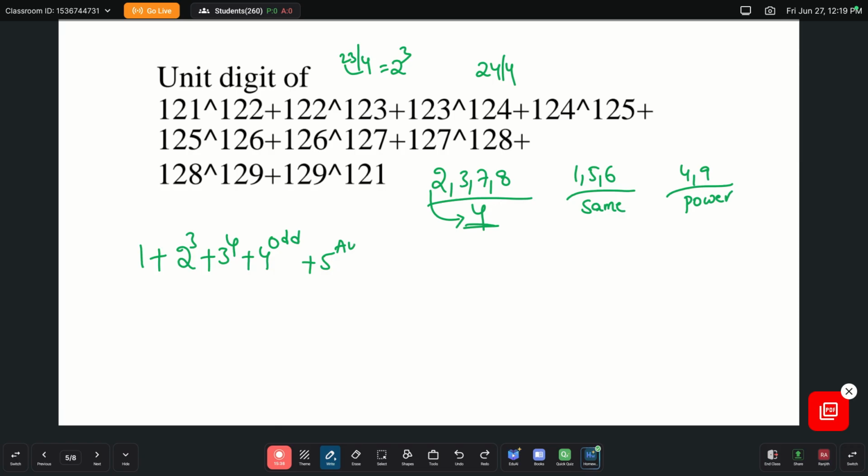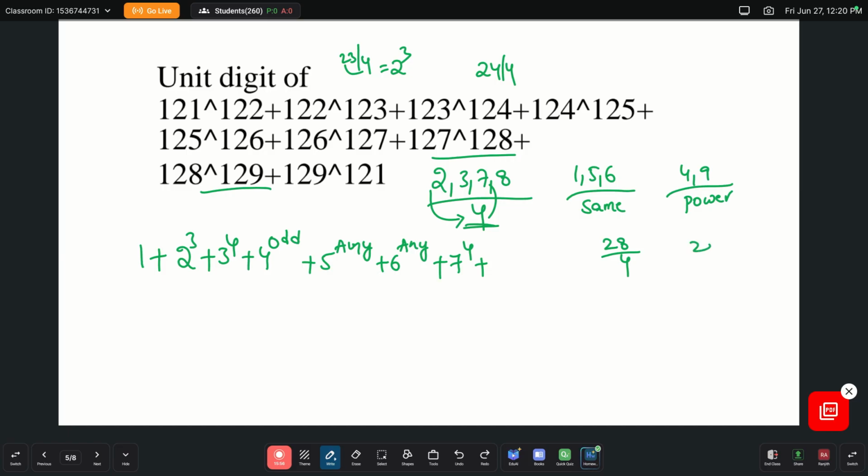Next, in 3 also we have 4 steps. After 4 steps we are having the repetition, so 24 divided by 4. 24 is a multiplication of 4, so directly we have to write 3 power 4. Next, 4 power even or odd. We have 4 power odd number, so 4 power odd.